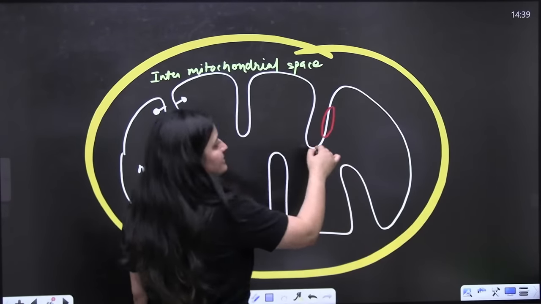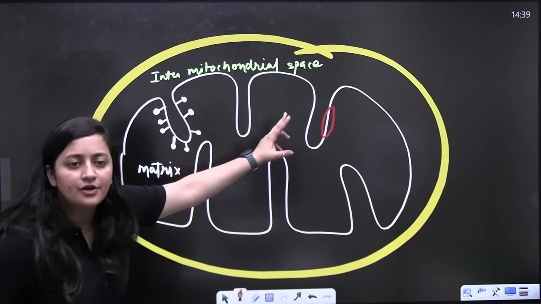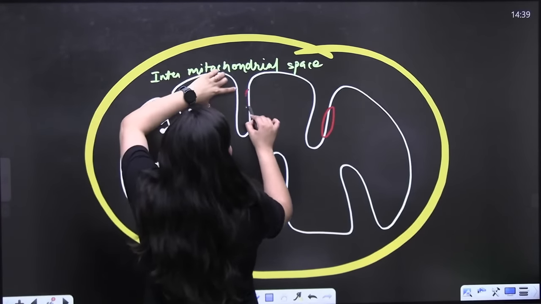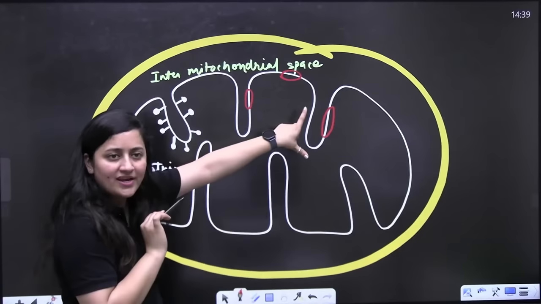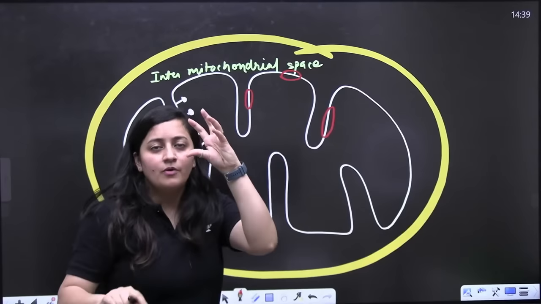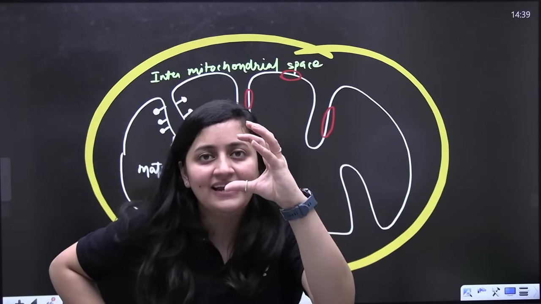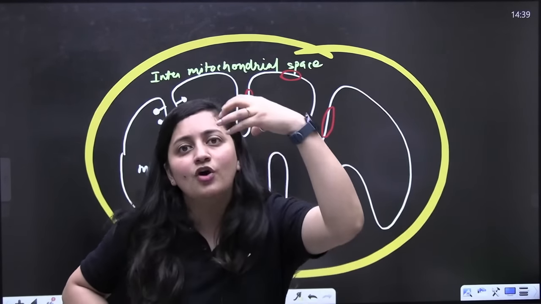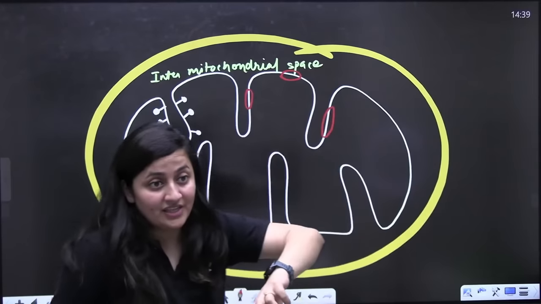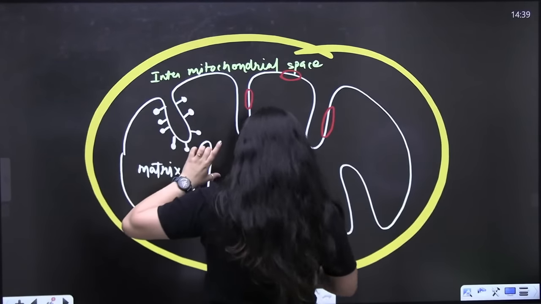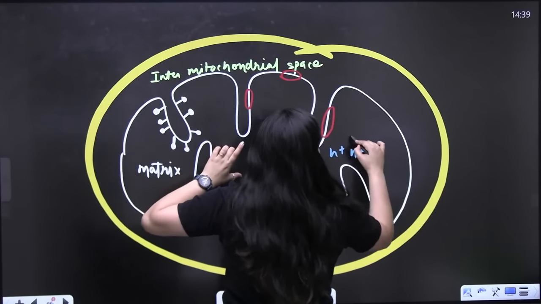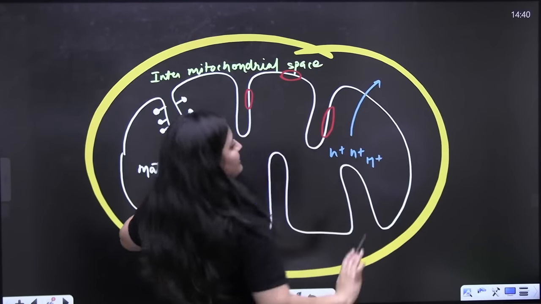So ultimately, for the electron transport chain, all the enzymes are present here on the inner mitochondrial membrane. Are you getting my point? When electrons are passed from NADH and FADH2 to these protein complexes, when electrons move, they will generate energy. By that energy, the H positive, these protons, will be pumped here into the intermembrane space.